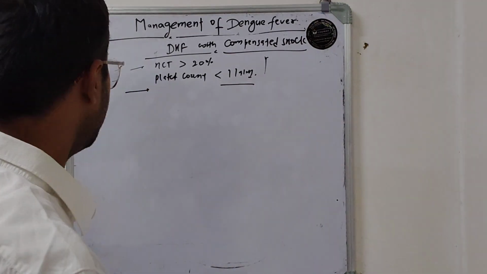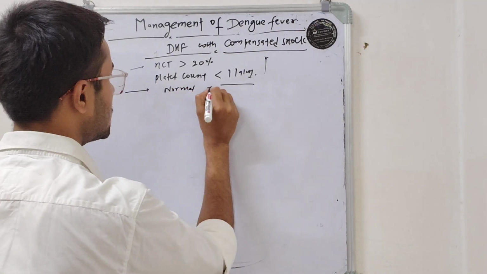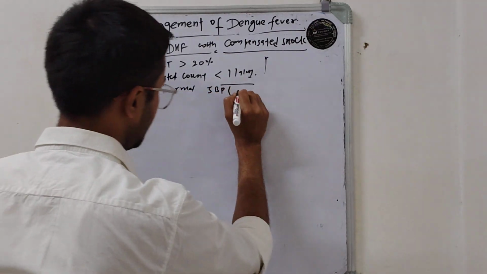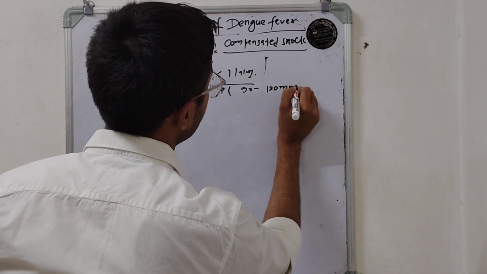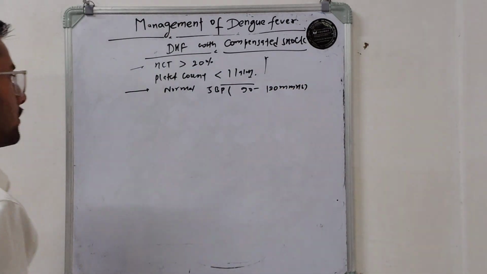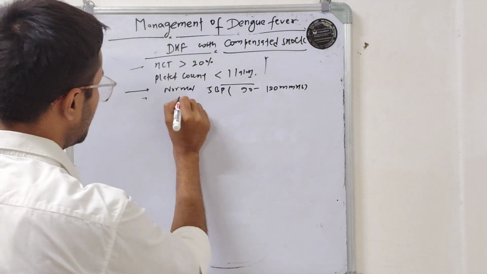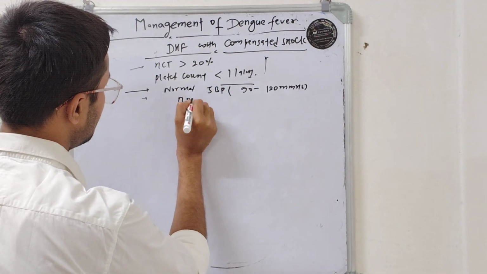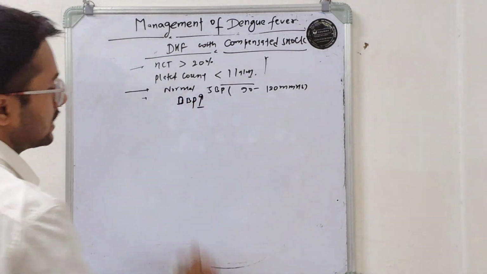Along with that, they also have a normal systolic blood pressure, that is, it lies between 90 to 120 mmHg. But the abnormality is they have an elevated diastolic BP. Diastolic BP is elevated. Okay, it's fine.